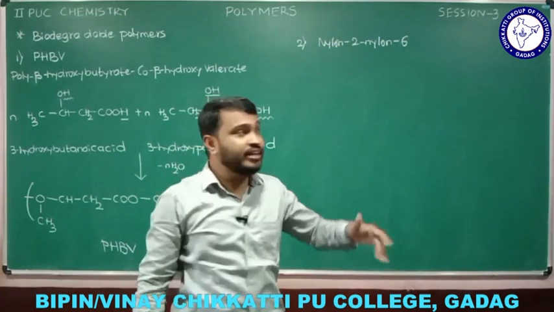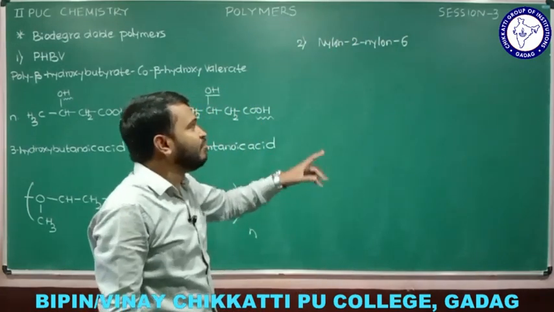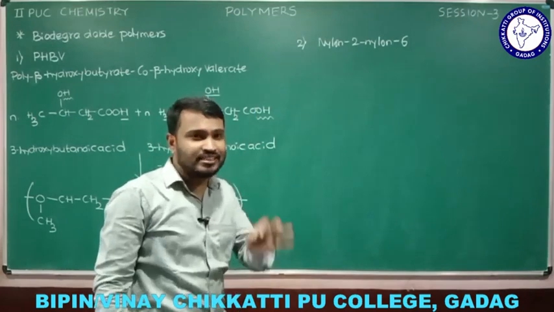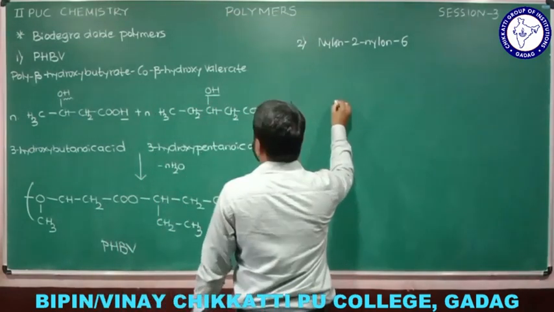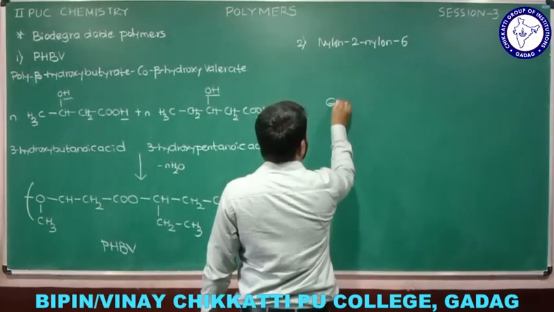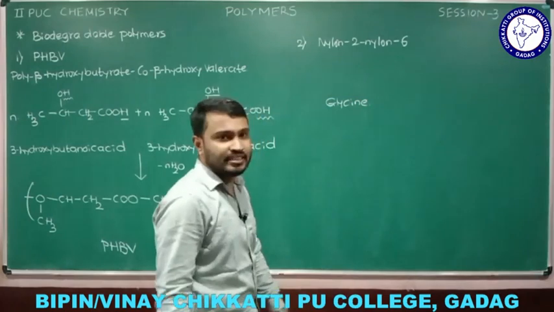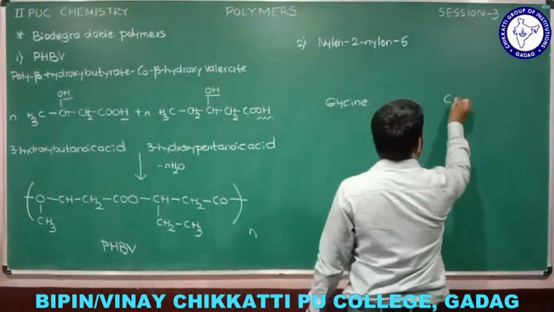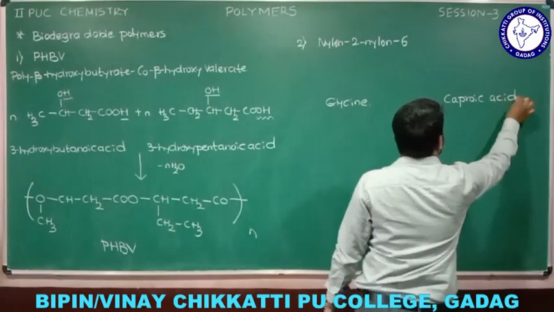We discussed already nylon 6 and nylon 6,6. Okay, but they are not biodegradable. Nylon 2, nylon 6 is biodegradable. We'll see the monomers and structures for that one. And let me write the names first so that it will be easy for you. One monomer will be glycine, and one more monomer will be caproic acid. Okay, glycine and caproic acid.